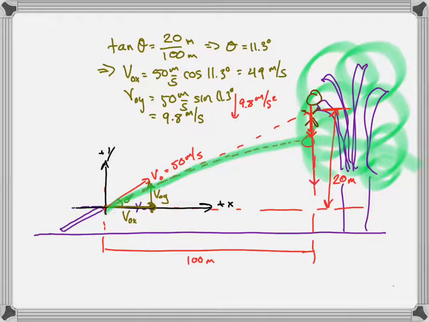Maybe the monkey's down here. Maybe the monkey's up here. Actually, there's no reason the monkey would be up because it's not jumping. He's just falling. So we actually have to analyze both motions, the bullet and the monkey. We've got two objects. We're going to analyze them both.